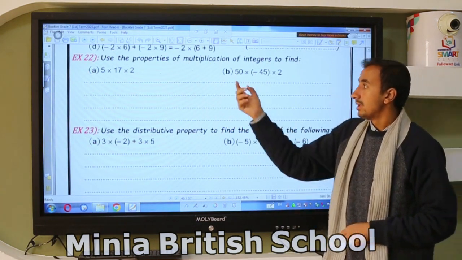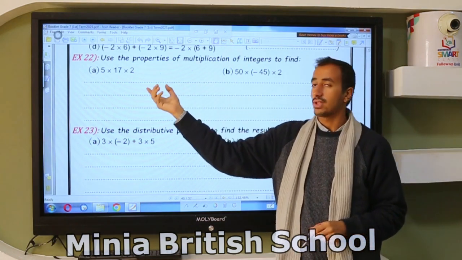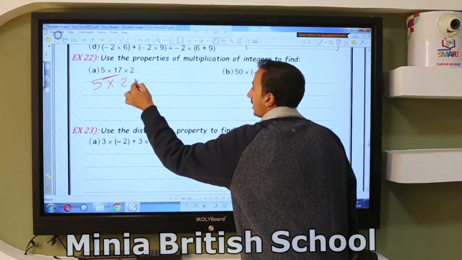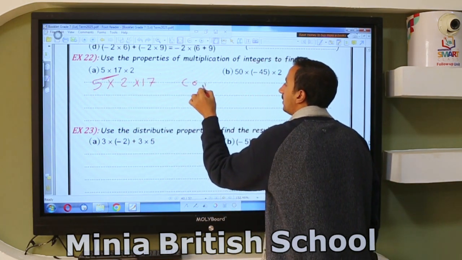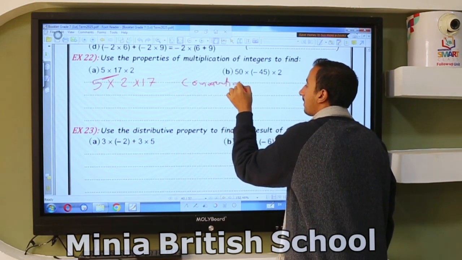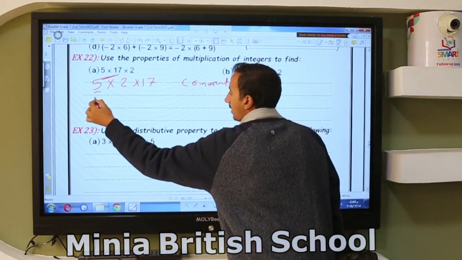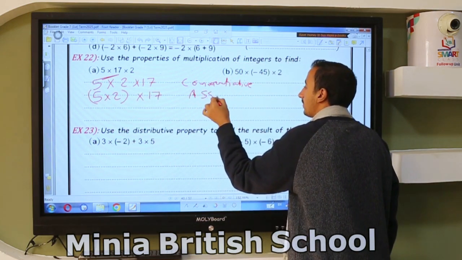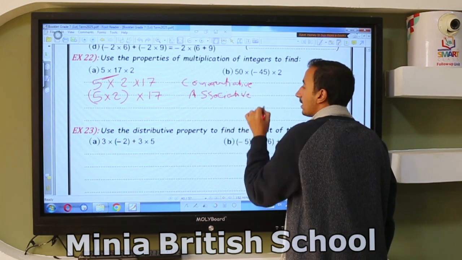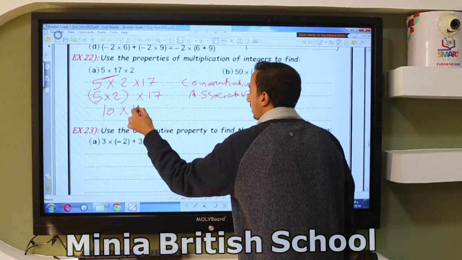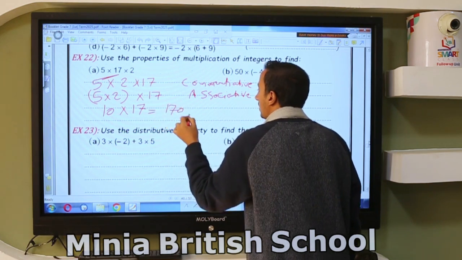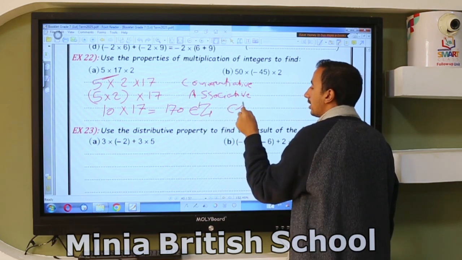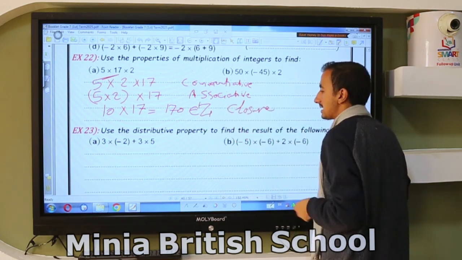Exercise 22. Use the properties of multiplication of integers to find 5 times 17 times 2. You can make 5 times 2 times 17: commutative. Here 5 times 2 inside the bracket times 17: it means associative. 10 times 17 will be 170, which belongs to Z, operation on the integers: closure. It's the same for things like that.